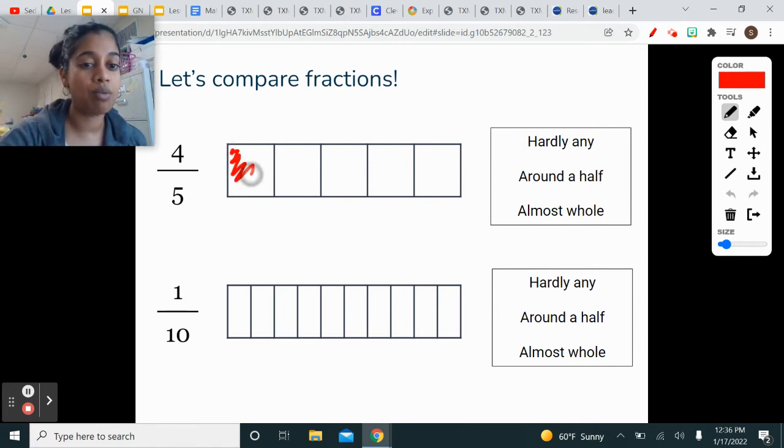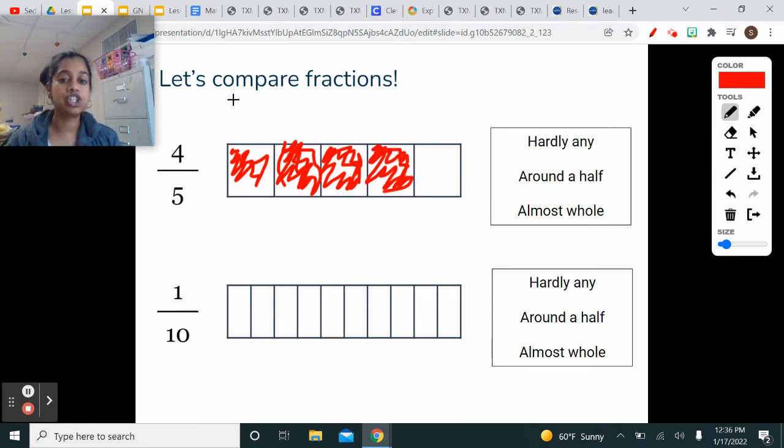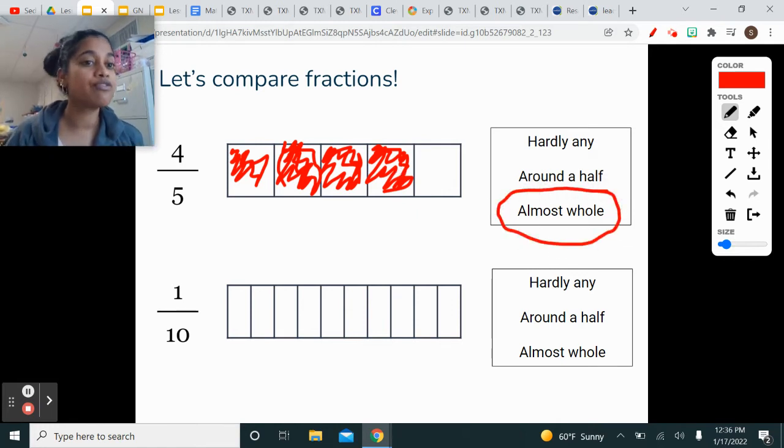So let's go ahead and do that. 1, 2, 3, 4. Okay, so now if I look at this fraction, 4/5, I can see I have almost the whole thing. If I just had one more piece, I'd have the whole thing. If it was a pie, if I cut it into 5 pieces, I took 4 of them, I took almost the whole pie. So 4/5 is almost the whole.